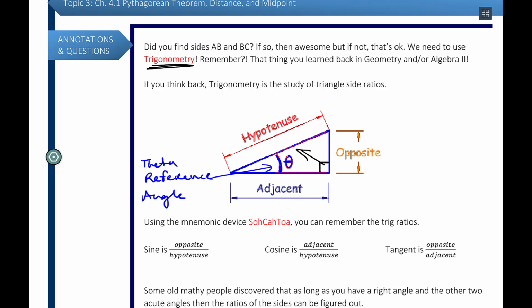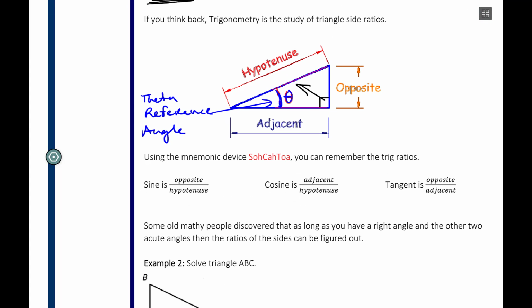Now, what are we supposed to know about the ratios of these sides? Well, that's where this mnemonic device SOHCAHTOA comes in. SOHCAHTOA stands for sine is the opposite over the hypotenuse. I always liked to write it out like this because I know it's a fraction like that. Cosine is the adjacent side over the hypotenuse, and tangent is the opposite over adjacent ratio.